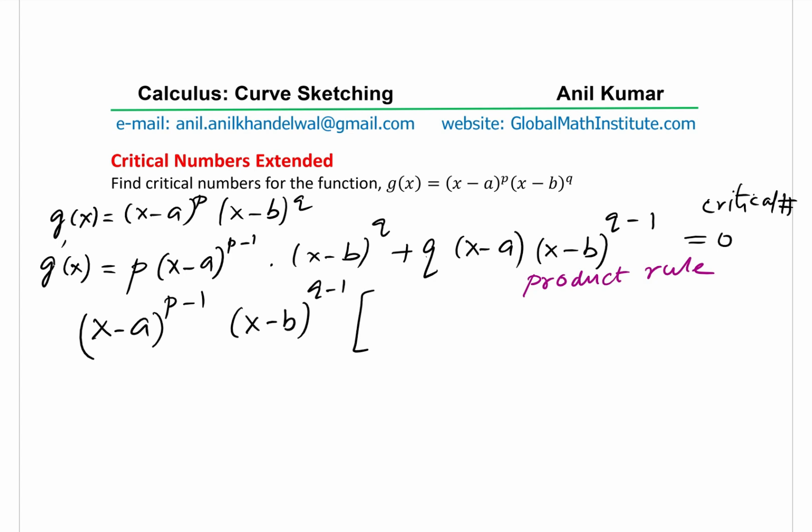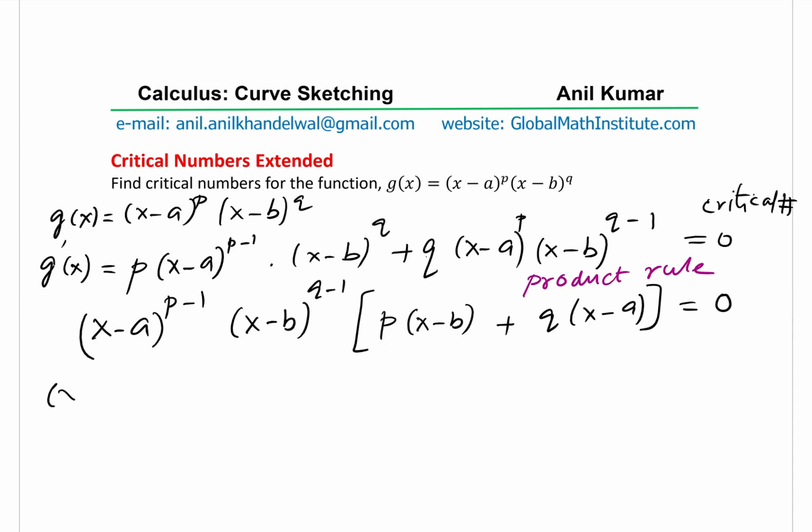And what we get here is p times x minus b plus q times x minus a, since we have taken one less power as a common factor. And all this is equal to 0 to find the critical number. Perfect. Now, let me go one more step so that I can actually simplify this also, and then we'll write down all the critical numbers.